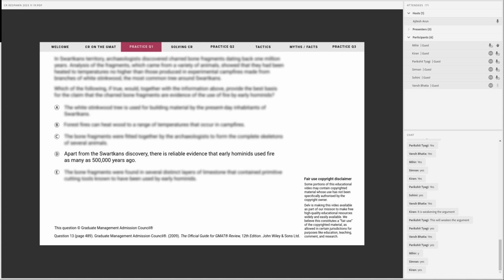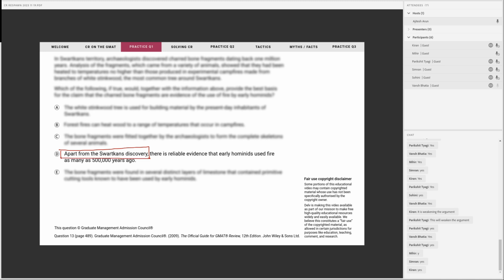So I normally get 2 different responses to this question. The first one is, oh, this one is talking about 500,000 years ago, whereas the question was talking about 1 million years ago, so they don't seem to be related to each other. That's fine, you could absolutely attack the question like that. The other way is what Mihir just mentioned. This option says, apart from the Swartkans discovery, there's reliable evidence that early hominids used fire as many as 500,000 years ago. Again, focus on this part, apart from the Swartkans discovery.